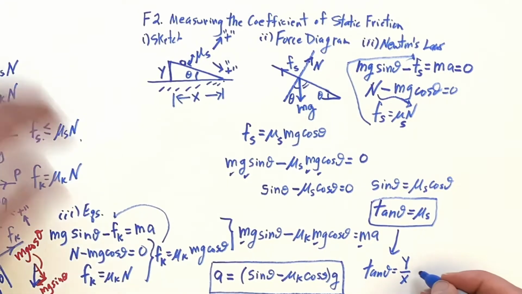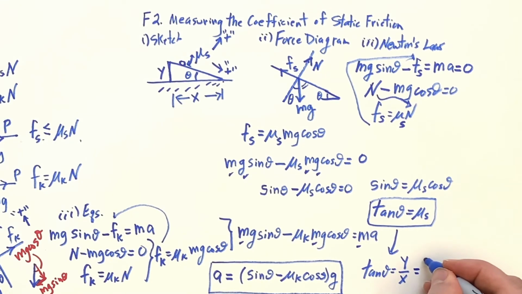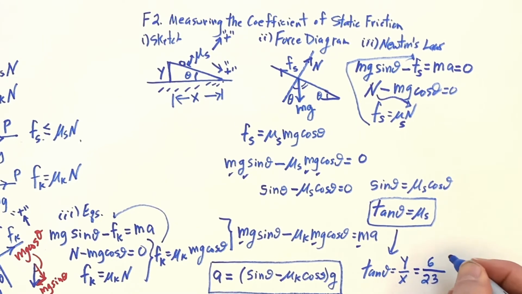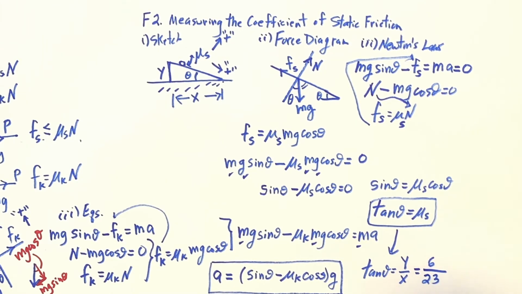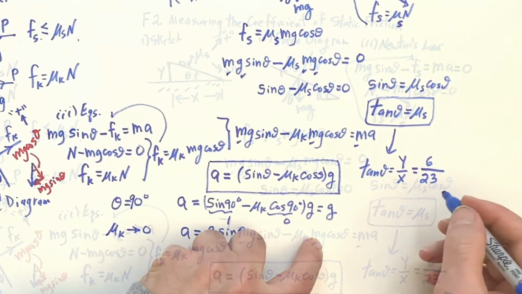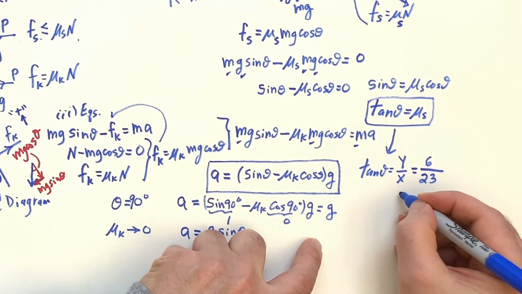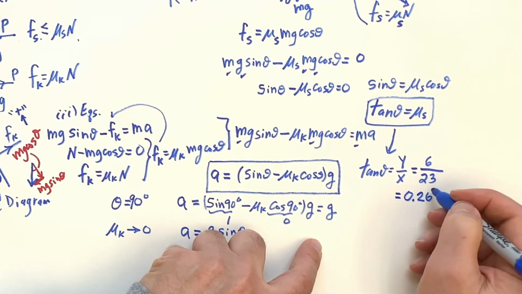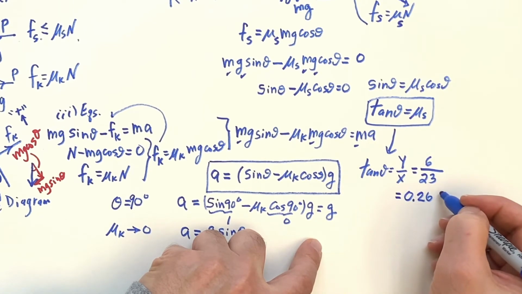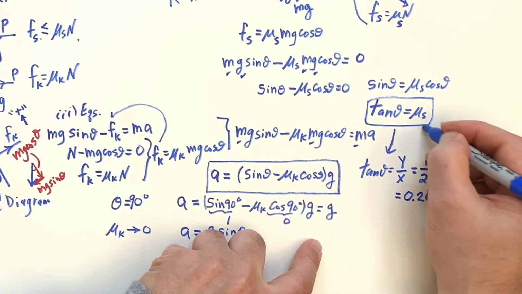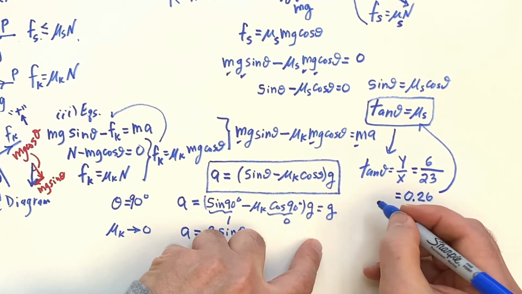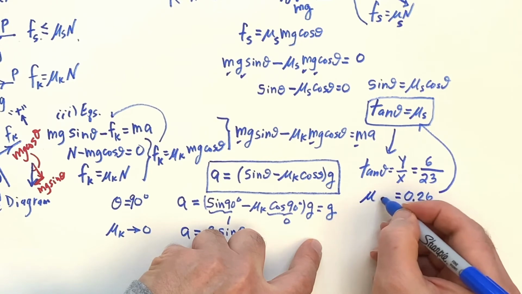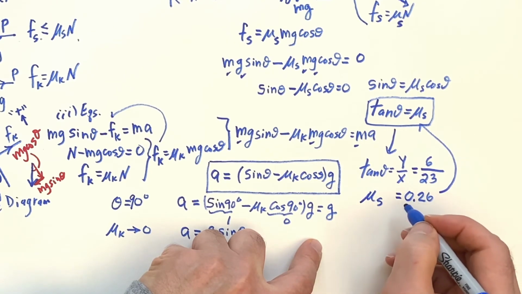So that means you have 23 is the long one, that's the x, 23, and 6 is the rise, so rise over the run. And then when you do that, you get 0.26, and you don't even need the angle. I mean, that's the answer. Like that's what the answer is. So we have it. That's mu sub s, 0.26.